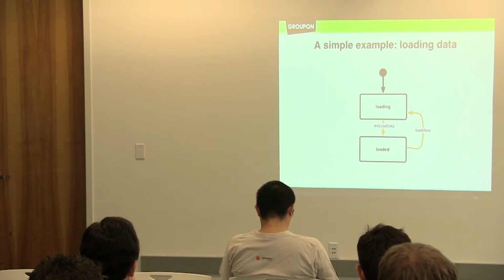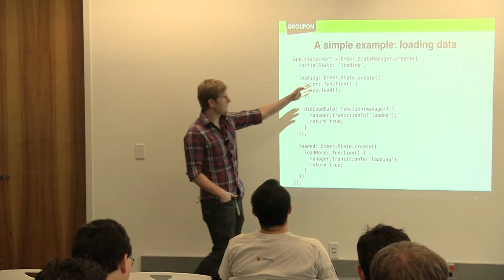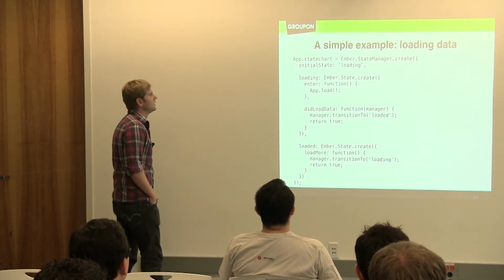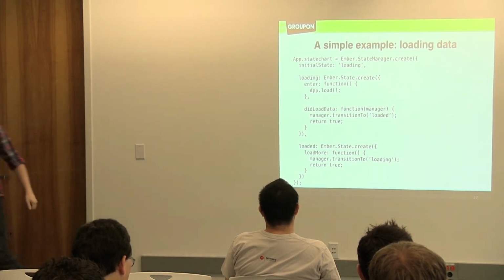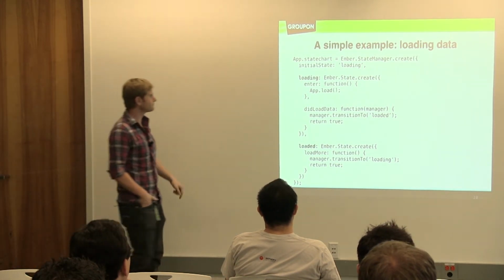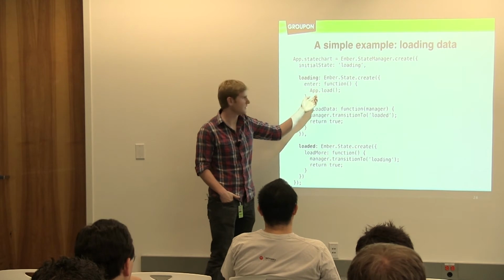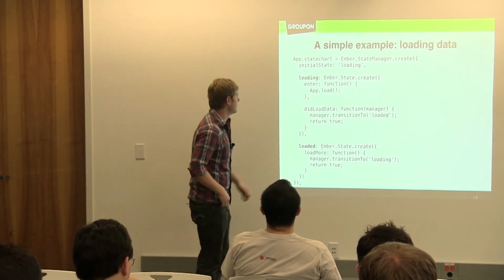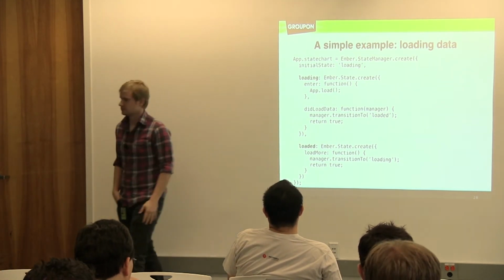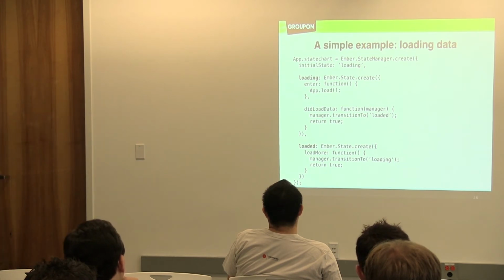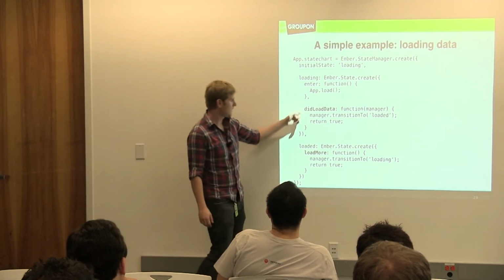But how do you actually do this in Ember? Well, it's actually pretty simple. Ember has a state chart manager. That's your top-level state chart, and you can define an initial state. I have two states, loading and loaded. In my enter function here, I just call something in my app, very simple: app.load, which just loads data. For this example, it doesn't really matter. And then I have a loaded state that just sits there. Let's say that the data is bound from the model, you don't have to worry about it in this case. Then I have two actions, didLoadData and loadMore.